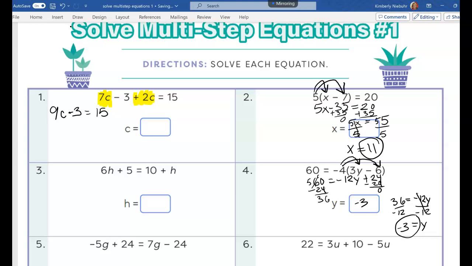We want c all by itself, so we're going to do the inverse of subtraction and add. Do that to both sides. 15, 16, 17, 18. 9 times c, we're going to divide because that's the opposite of multiplication. We're going to divide by both sides. 18 divided by 9 gives us 2. C equals 2.